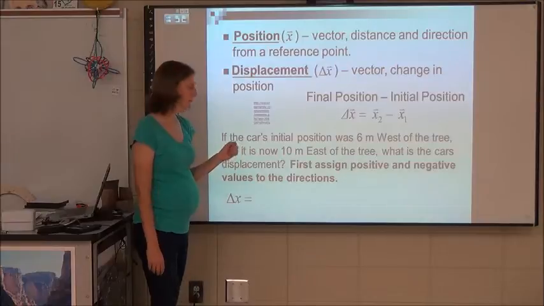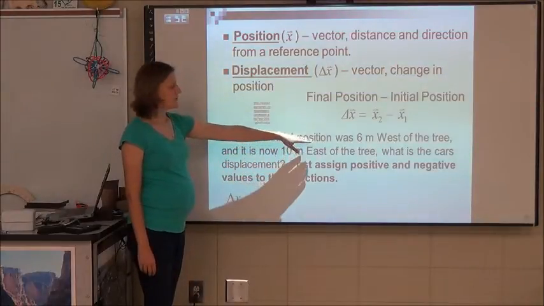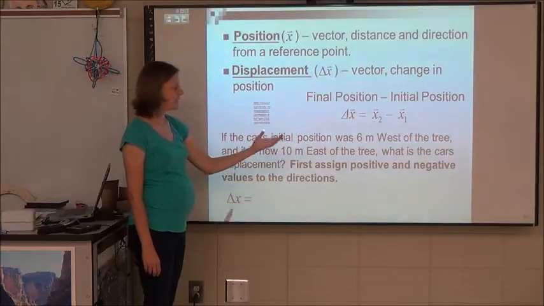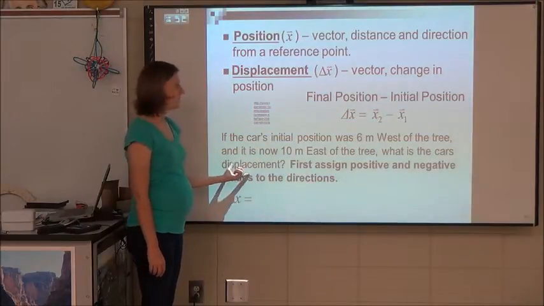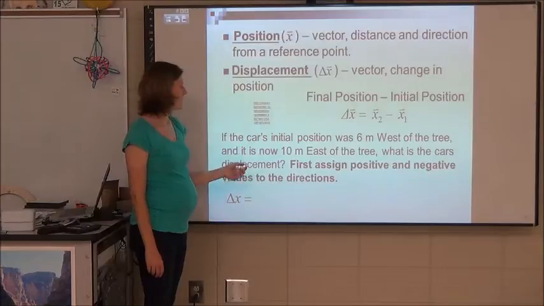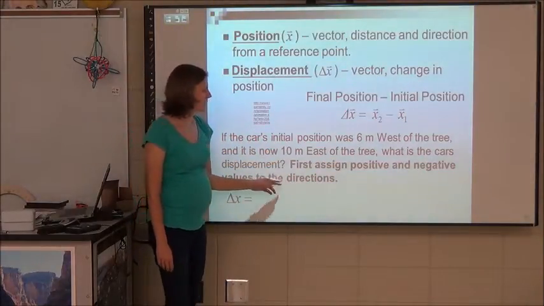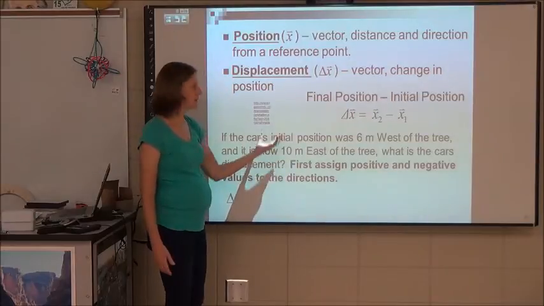So for example, the car's initial position is 6 meters west of the tree. It's now 10 meters east of the tree. What was the car's displacement? First assign positive and negative values to the directions. All right, well, what's its displacement?